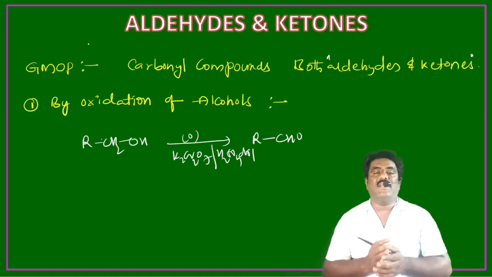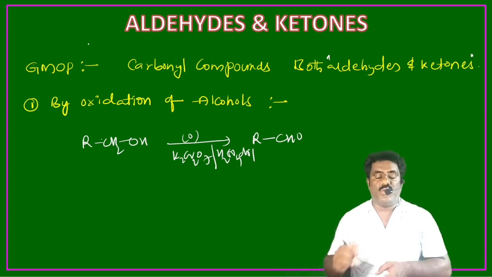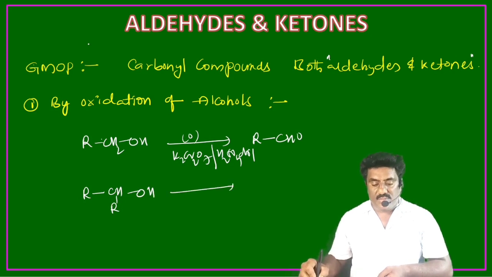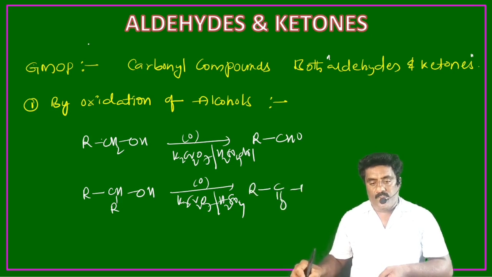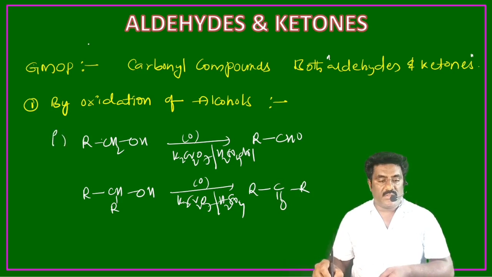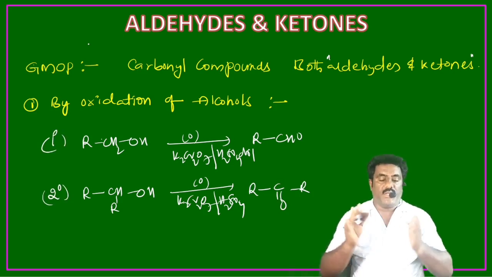Now secondary alcohol gives ketones. See, secondary alcohol oxidation in presence of potassium dichromate, K2Cr2O7 in dilute sulfuric acid, gives ketones. Yes, primary alcohols give aldehyde, secondary alcohols give ketones.